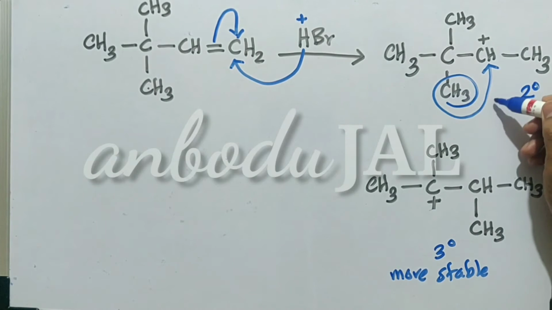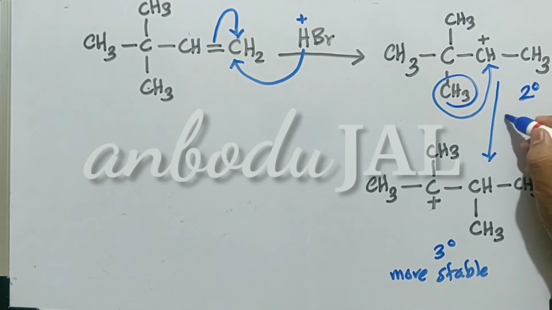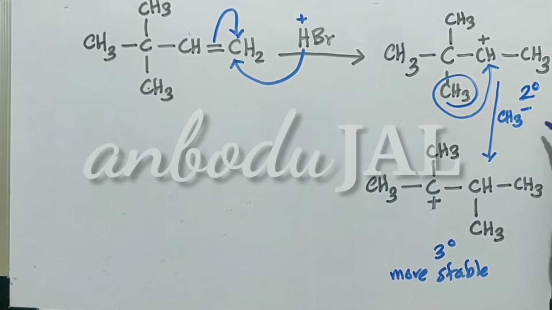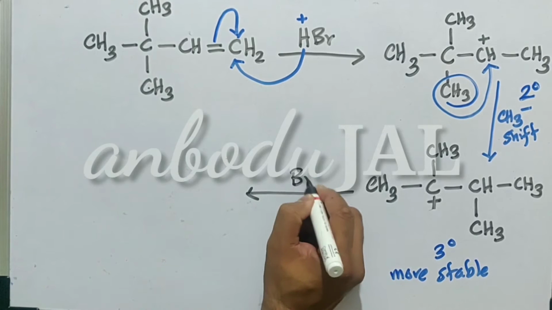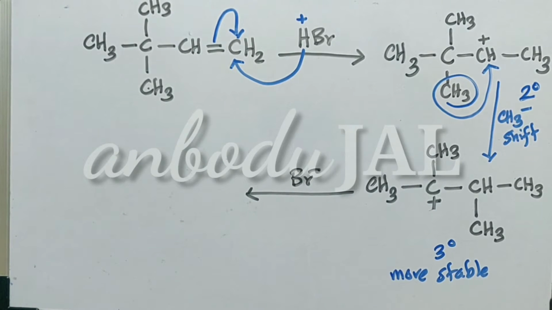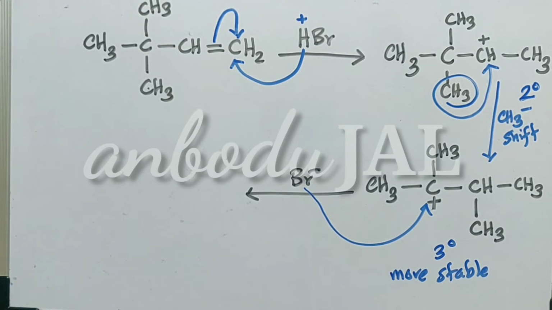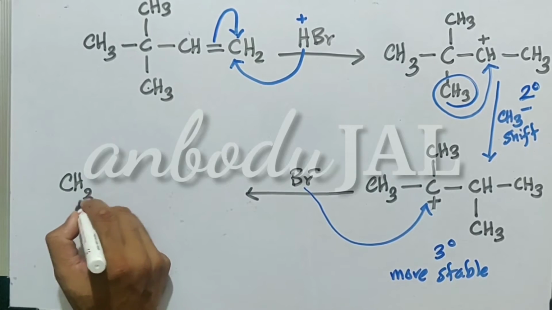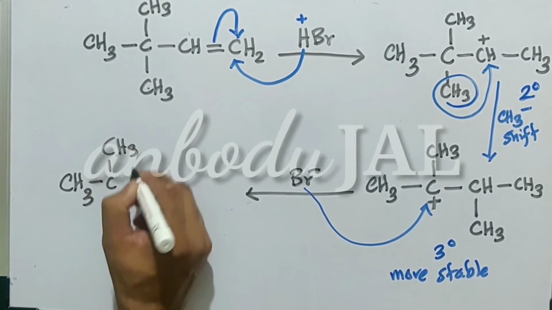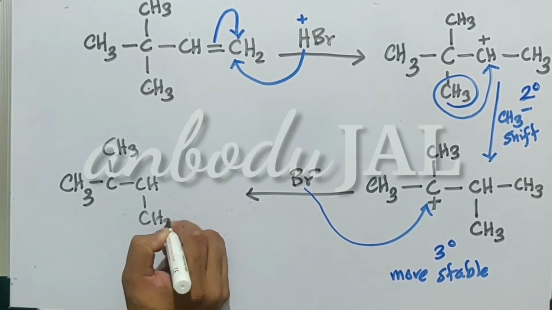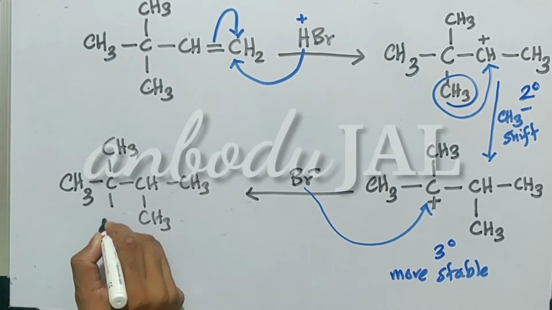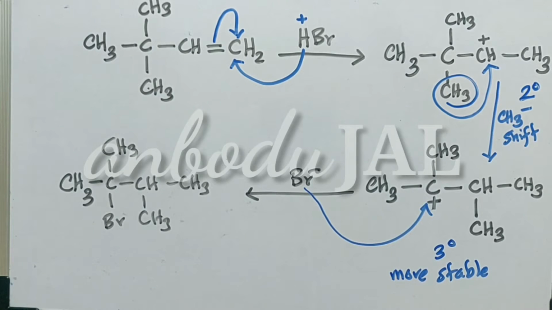What happens here? There is a shifting of CH3 group, that is known as methyl shift or CH3 minus shift. CH3 minus shift is the rearrangement that takes place in this reaction. What happens as the final step? Negatively charged Br minus will be attached to this positively charged carbon. As a result of this, the product is CH3C, then CH3, CH, CH3, then here also CH3, here Br comes. This is the product.